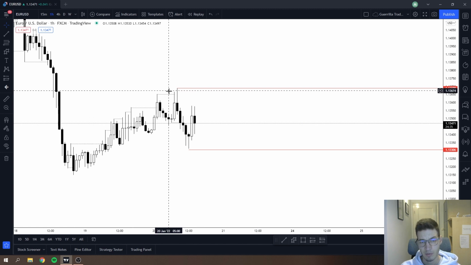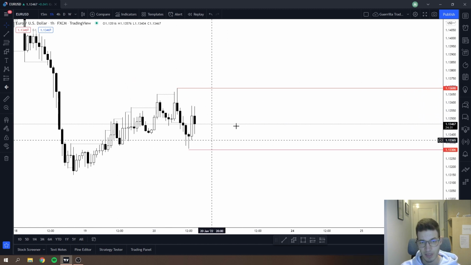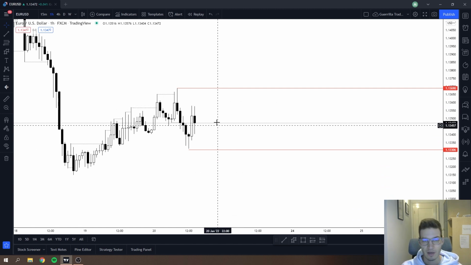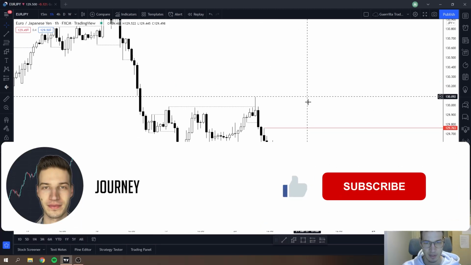Currently I'm not seeing any momentum either to the upside or to the downside, and I'm expecting more ranging price action. What I would like to see is a nice big impulse either to the upside or to the downside. And now for the euro and the Japanese yen.